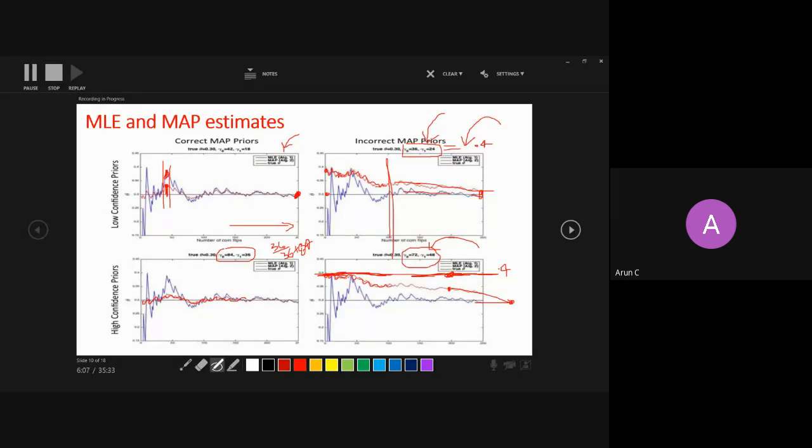You can reproduce this experiment in your MATLAB or Python or R, right? So you are going to get the same thing. So any questions on this? Fine. If you have no questions, let's go to the next slide.